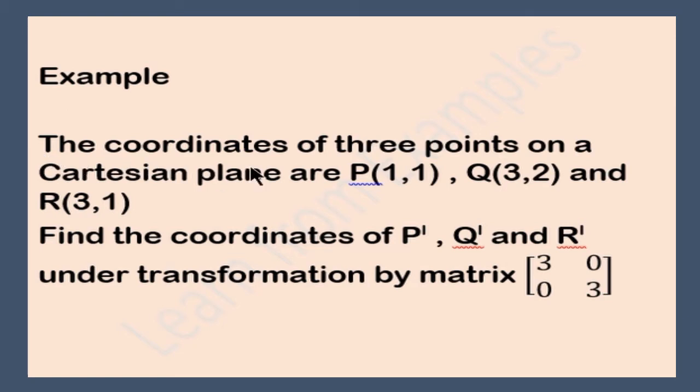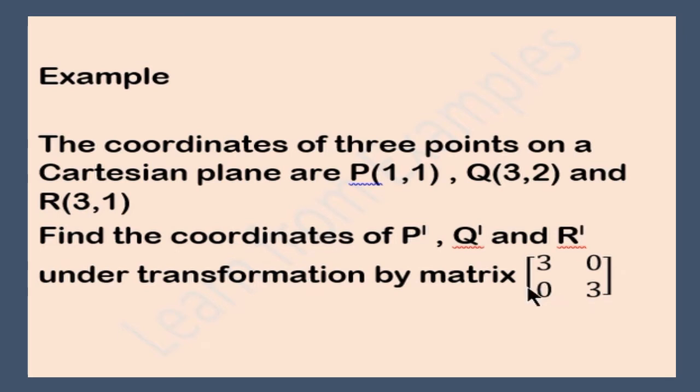The example says the coordinates of 3 points P, Q and R are given. The coordinates of point P are 1, 1, point Q is 3, 2 and the coordinates of point R are 3, 1. The question is asking us to calculate the coordinates of P dash, Q dash and R dash under transformation by the matrix 3, 0, 0, 3. So we have a transformation matrix given, which is a 2 by 2 matrix, and we are asked to transform these given points P, Q and R.